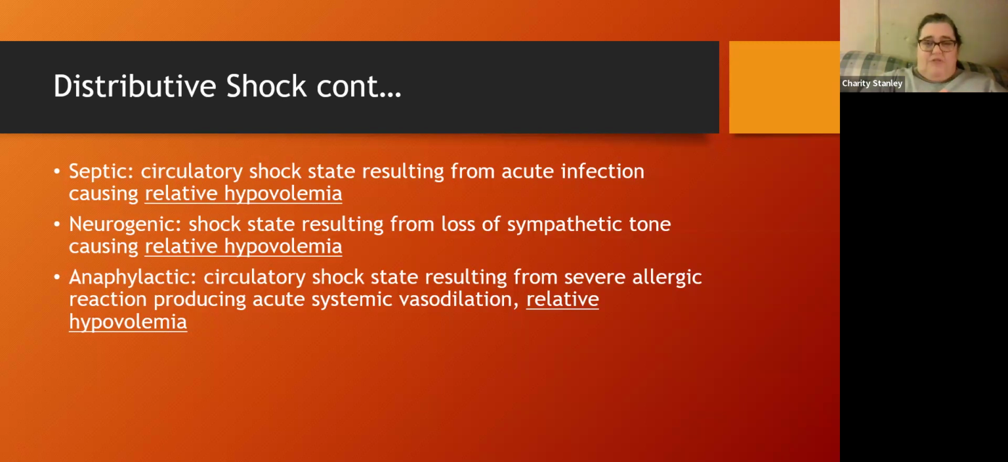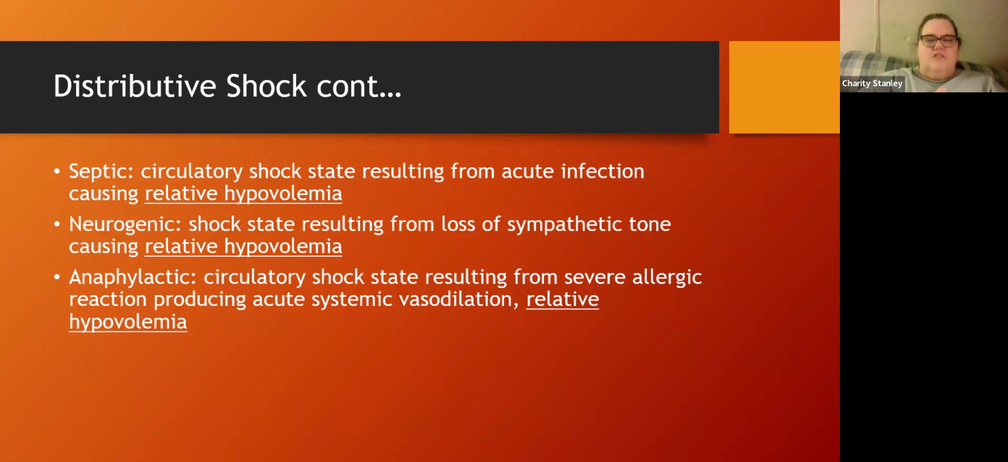Now, how are you going to tell the difference between true hypovolemia and relative hypovolemia? In true hypovolemia, you're going to see blood somewhere, or you're going to see bruising and the potential mechanism, like potential internal bleeding. Also, your skin is going to be cool and clammy. In septic shock, they're often running a fever. So are they cool and clammy? No. So it is a relative hypovolemia.